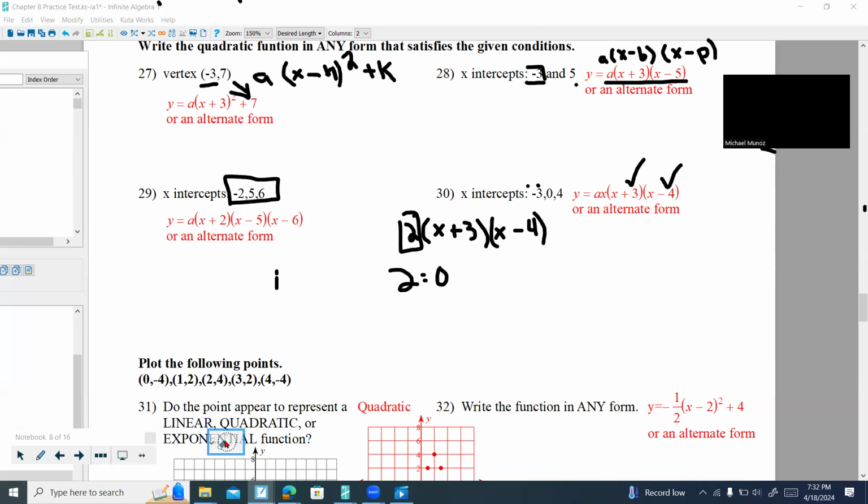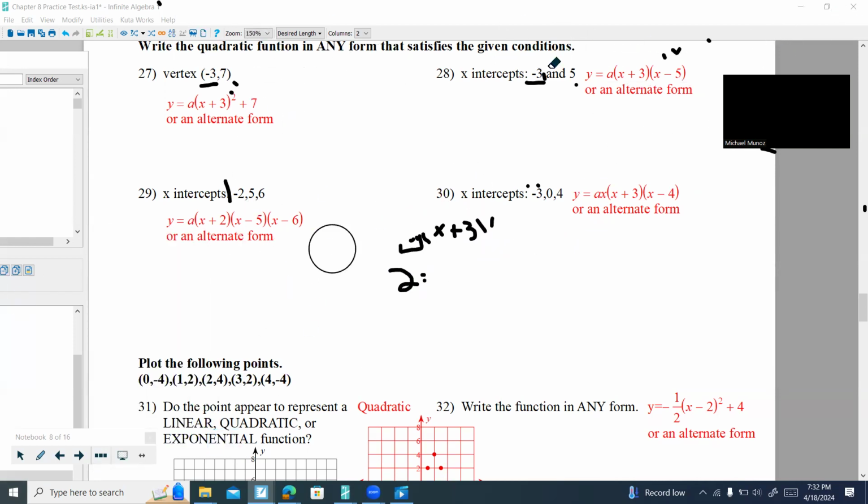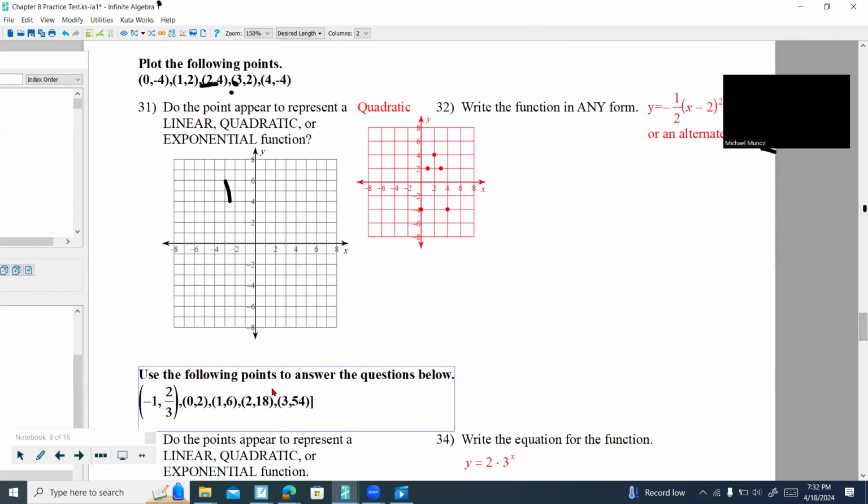All right, so now the last bit, erase this, and click the little arrow here. This one we just have to tell what's going on with this here, what it most looks like when we graph those points. So 0, -4, I'll plot that. 1, 2, I'll plot that. 2, 4, 3, 2, and 4, -4. And you can see that it makes like the U shape that we've done all chapter. And this is quadratic when it makes this U shape.